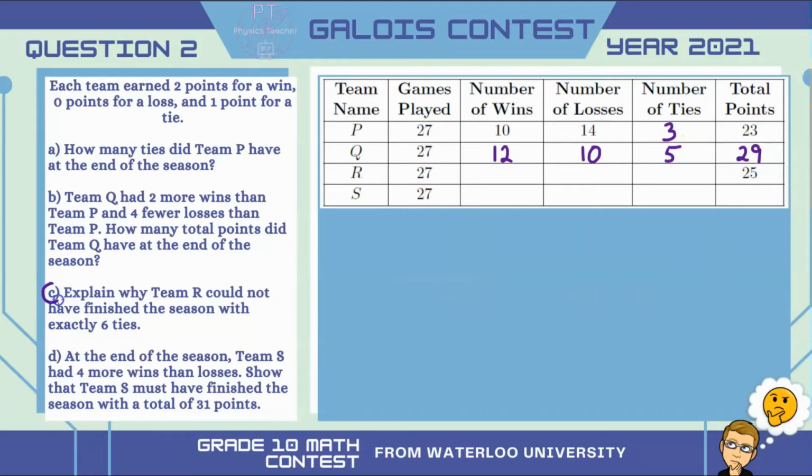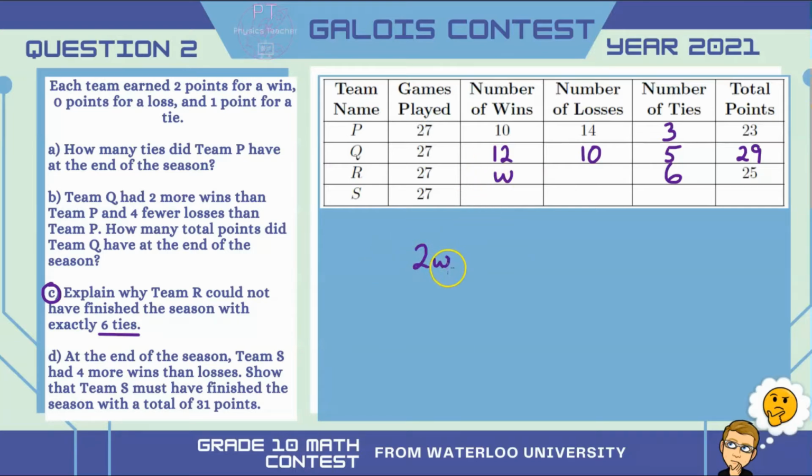Alright, moving on, we're going to do part C. This says, explain why Team R could not have finished the season with exactly 6 ties. Well, let's assume then Team R has 6 ties. Now it doesn't really matter how many losses you get because those don't contribute to your total number of points. What matters is how many wins we get. So let's say we get W number of wins. Now you get 2 points for a win. So your total points for winning will be 2W.